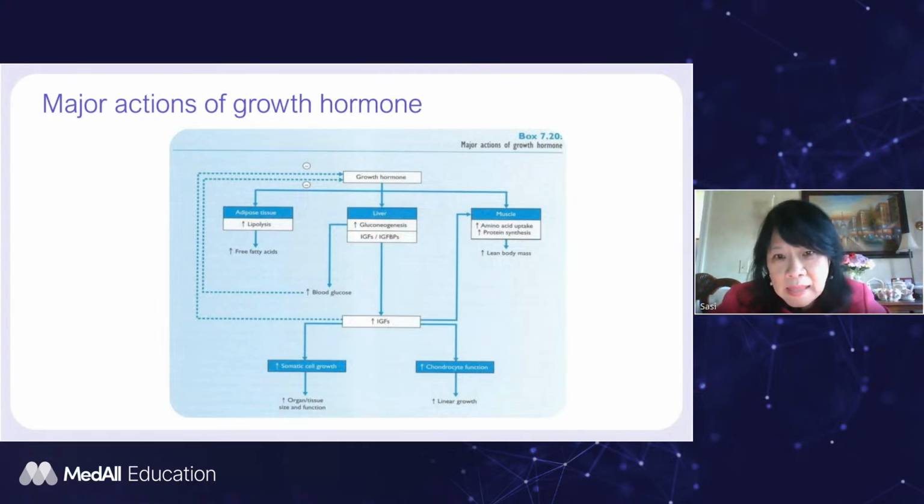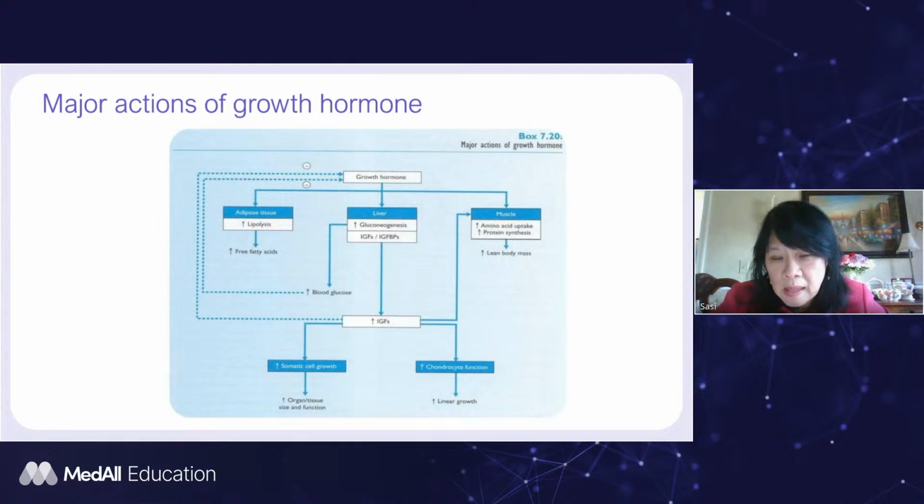And growth hormone acts on the liver, stimulating gluconeogenesis, and also stimulating production of the growth factors, IGF and IGF binding protein 3. So that's why we check IGF-1 and IGF binding protein 3. When we have increased IGF-1 in the circulation, the IGF-1 will stimulate somatic cell growth and also stimulate chondrocyte cells to increase linear growth.